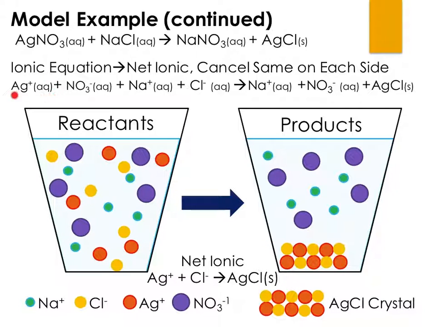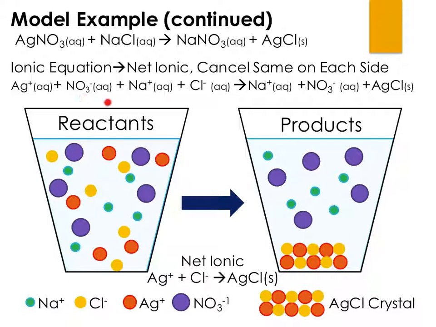Here's my silver ion. I need to have this exact silver ion over in my product side. So I'm looking at my product side and I don't see silver ion exactly. I see silver with the chloride in the solid form, but that means it's no longer in ion form in the aqueous solution because it's solid, therefore it has come out. So there has been a chemical change here, and it says cancel same on each side. These aren't the same, so we're not going to cancel the silver. And we're not going to cancel the silver chloride.